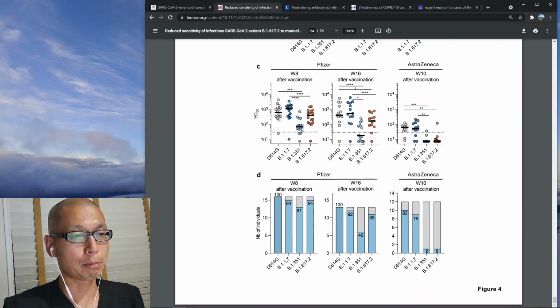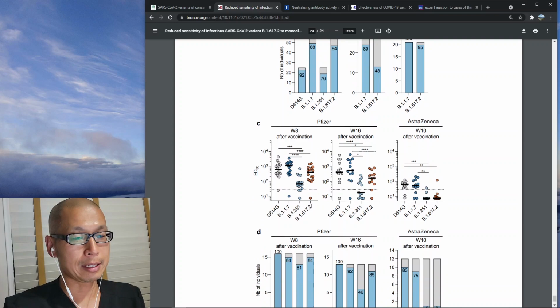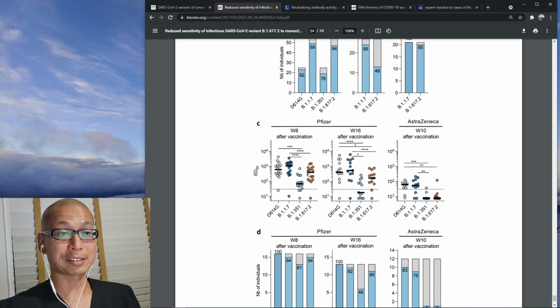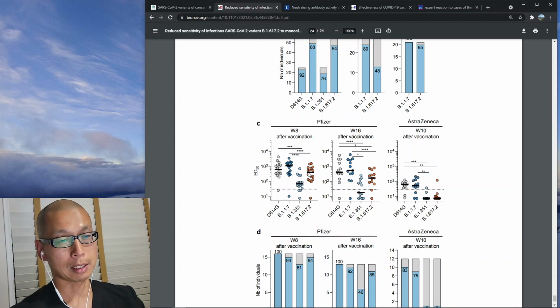So I think the take-home point is that the variant with the most immune escape still looks like the Beta variant, or the South African variant. The Delta variant has some form of immune escape, but at least the Pfizer vaccine is still very effective with two doses, so it should be protective against this variant. The concerning thing about this one is that it does seem to be highly transmissible, so we're more likely to run into it.